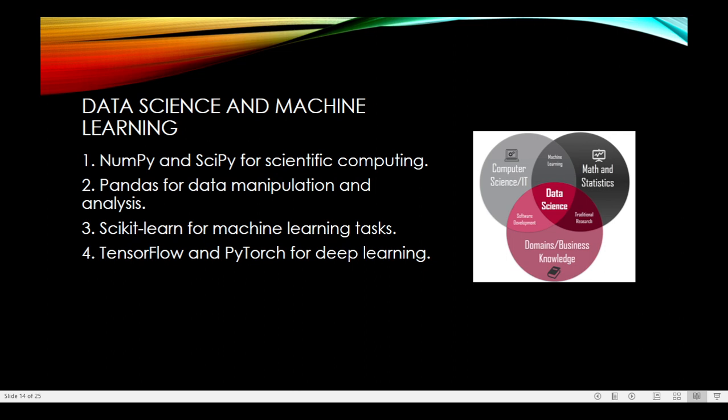Then we have data science and machine learning. So NumPy and SciPy are for scientific computing, basically. Pandas for data manipulation and analysis. We have scikit-learn for machine learning tasks. Then we have TensorFlow and PyTorch for deep learning. So if you want to go into the field of AI, you can as well start your journey by learning Python, then you work your way up from there. We also have, for data visualization, Matplotlib and Seaborn, and for machine learning, we also have scikit-learn. Yes, you can see scikit-learn over here.